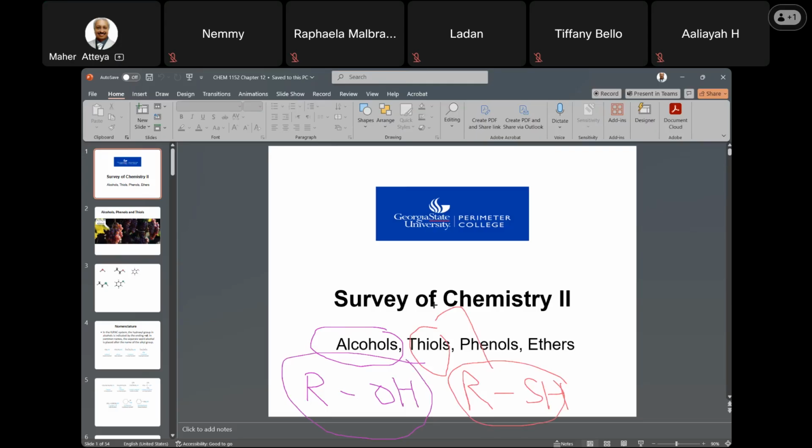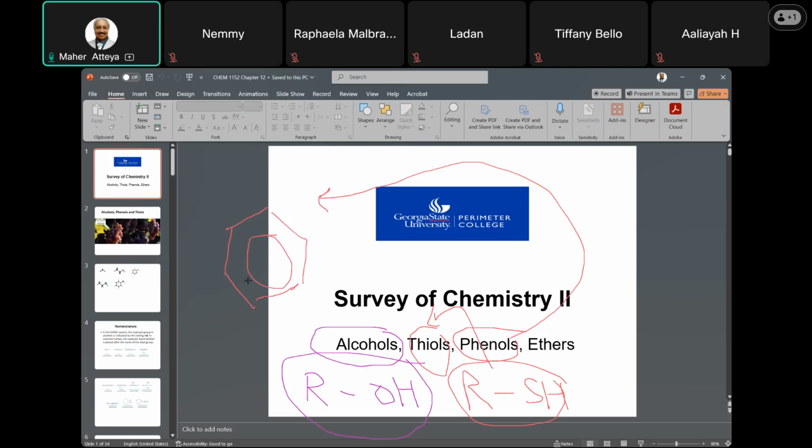Are the thiols here. The phenols are alcohol, but aromatic alcohol. So the phenols look like this. It is the benzene ring, and this is a benzene ring, and then you have OH. That's a phenol. Now, in phenols you can have any substituents hanging around this, but the main structure here is this, without the R. This is our phenols.